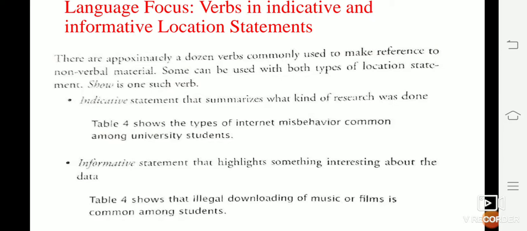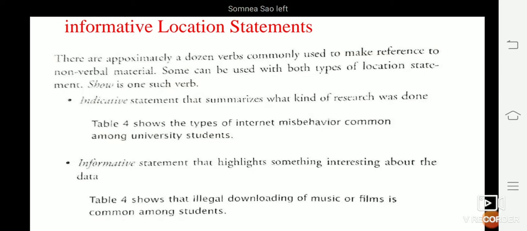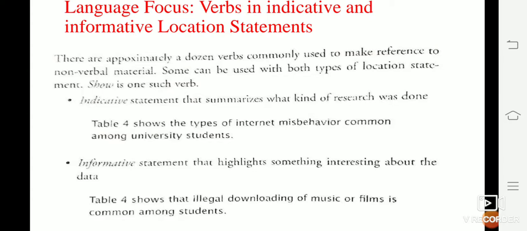So this is a passive. Table 4 shows the types of internet misbehavior common among university students. An informative statement that highlights something interesting about the data: Table 4 shows that illegal downloading of music or film is common among the students. So over here, you can see the kind of passive they use in the informative and indicative location statements.